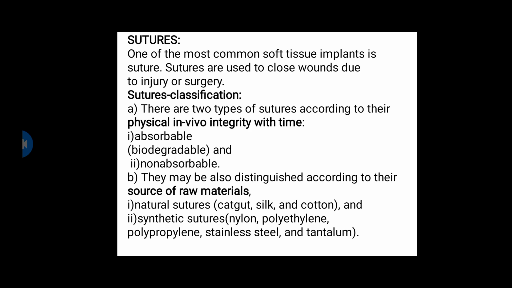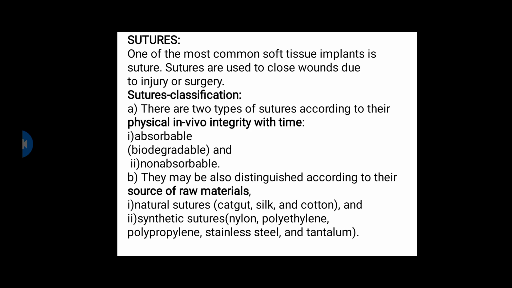One of the most common soft tissue implants is the suture. These are used to close wounds due to injury or surgery. Then, classification of sutures. There are two types of sutures according to their physical in vivo integrity with time. The first one, absorbable, that is being absorbed by the body, also called biodegradable, and non-absorbable.